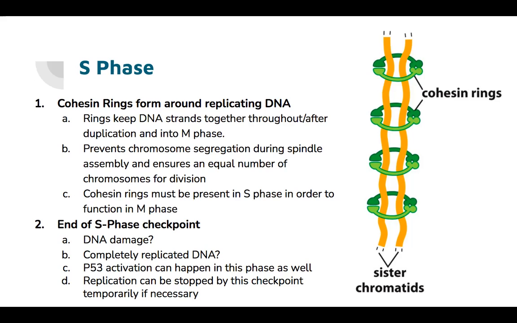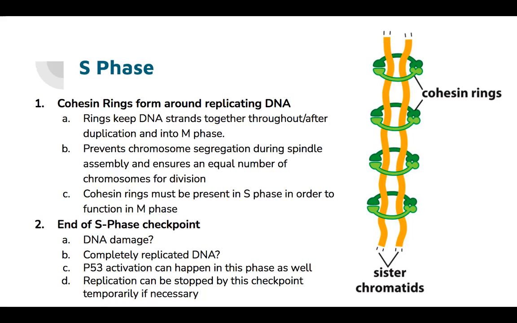So it's really important for cohesion to get on them as soon as it can. And we'll go into later how that's actually a very important step for the spindle assembly checkpoint. But going forward with this, the cohesion rings prevent chromosome segregation happening too early, and they also must be present again in S phase in order to assure that the DNA is properly aligned for when they do separate in mitosis.